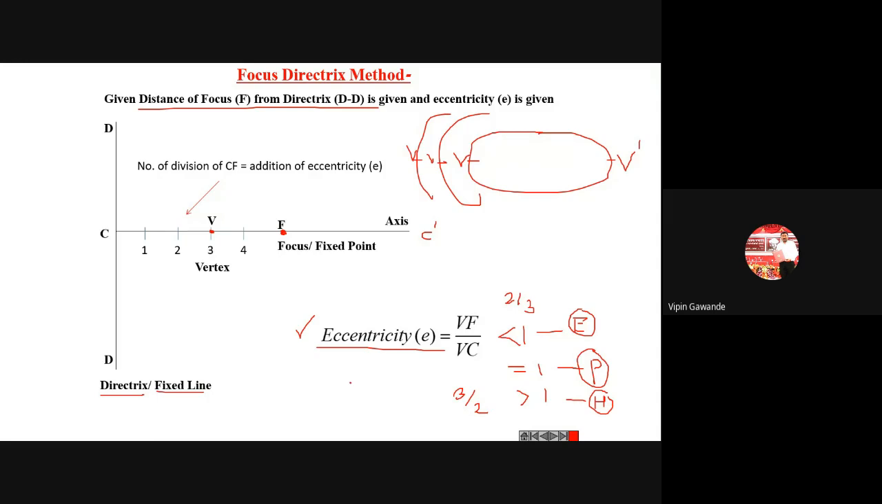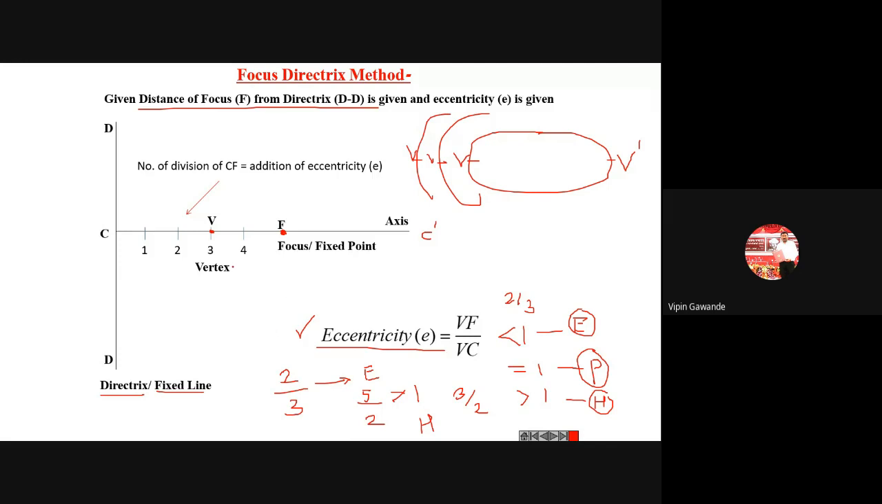So in MCQ, they will mention if the eccentricity of the curve is 2 by 3, which type of curve we have to construct. Since the ratio is less than 1, we have to construct here the ellipse. If the eccentricity ratio is 5 by 2, which curve we have to construct? 5 by 2 means it is greater than 1, so we have to construct here the hyperbola. Okay, so that you have to remember.